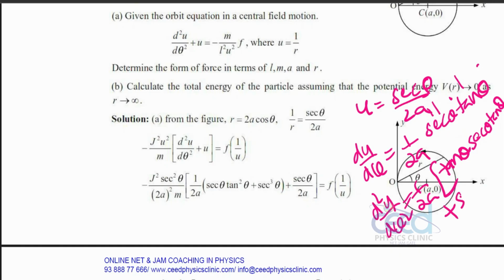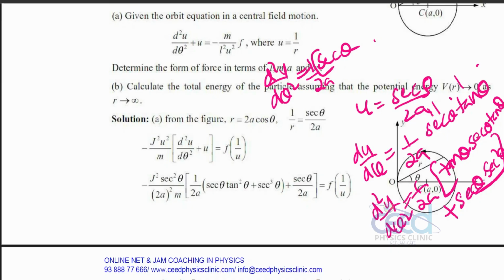Now the second function, sec theta into tan theta, on differentiation gives sec square theta. Now what is d square u by d theta square? That is 1 by 2a outside, sec theta tan square theta plus sec cube theta, sec cube theta, am I right?